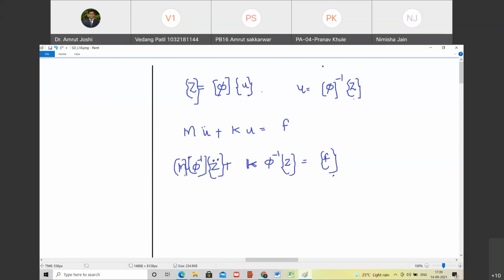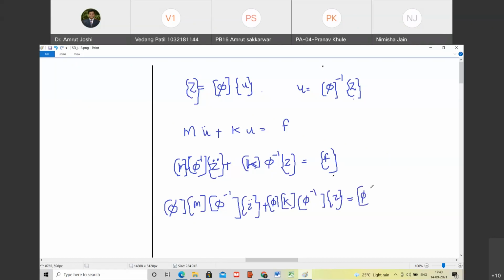This is the M matrix. If I multiply it by phi once again, I get phi M phi inverse z double dot plus, this is K, this is phi, I am multiplying by phi everywhere, phi K phi inverse z is equal to phi times F.